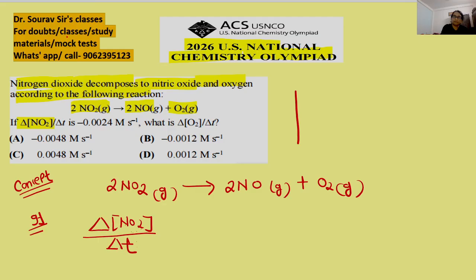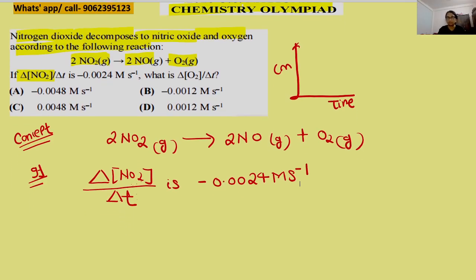We can plot a graph between the time t and concentration, and this ratio is minus 0.0024. That means the concentration will decrease. The minus sign indicates the concentration will decrease. Now, is it an exothermic reaction or an endothermic reaction? It is an exothermic reaction.